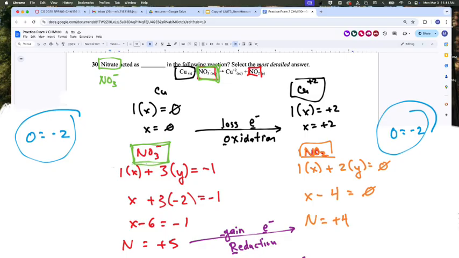Okay? So if nitrate wasn't reduced, what happened? Something in the nitrate caused copper to be oxidized, which means the nitrate was an oxidizing agent. And while I erased all the answers, I believe that's the question that's being asked.